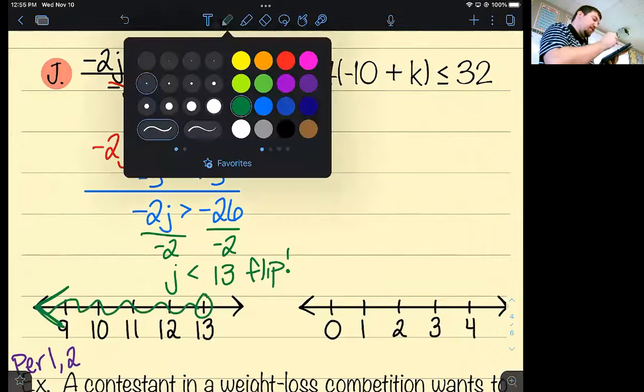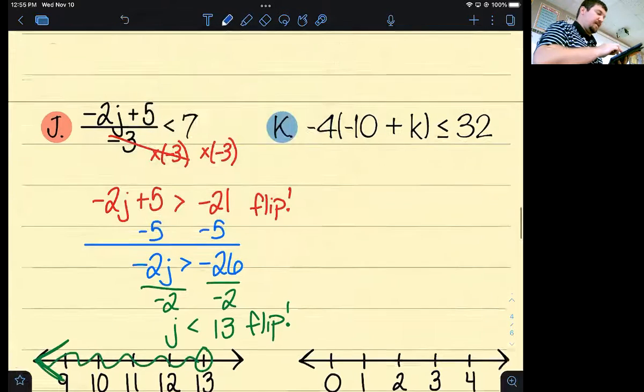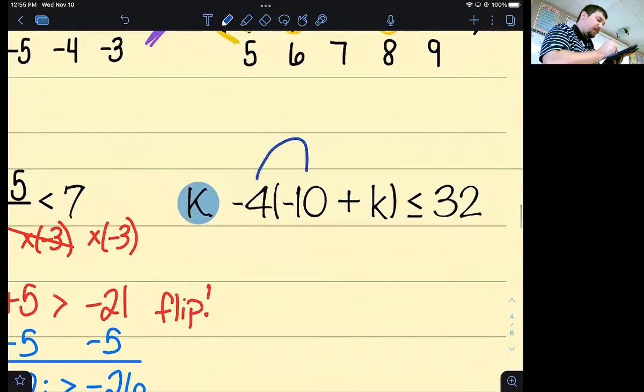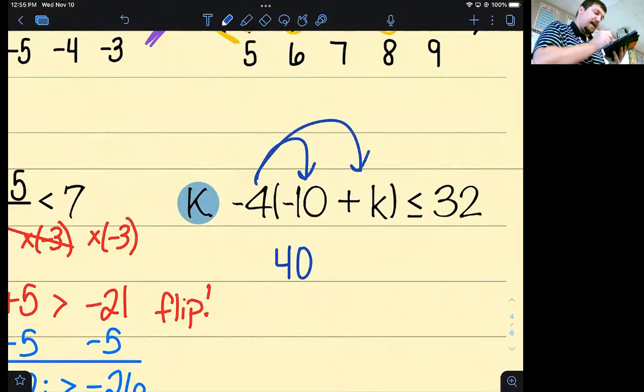Nope, we got one problem to do. Sorry, everyone else had to do it. Distribute the -4. Aaliyah, what's -4 times -10? What's that? Nope, 2 negatives make it positive. There we go. And -4 times k is just -4k.